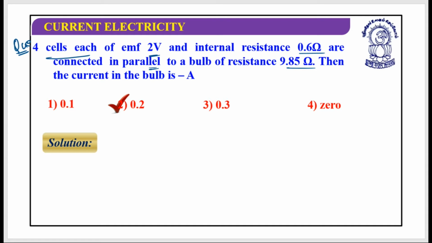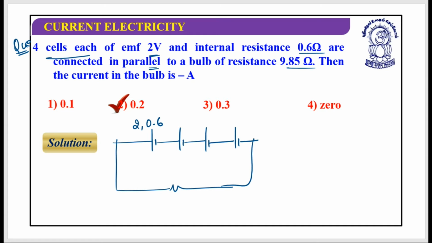Okay. So the situation is something like this: first, second, third, and fourth. This is 2 volt and 0.6. Each one is the same. And what you are required to find out is the current in this resistance. They have not said resistance, they have said bulb. Okay, it is one or the other way. It's to calculate the answer.